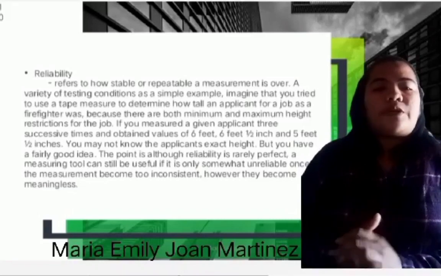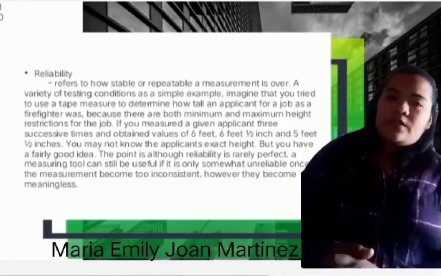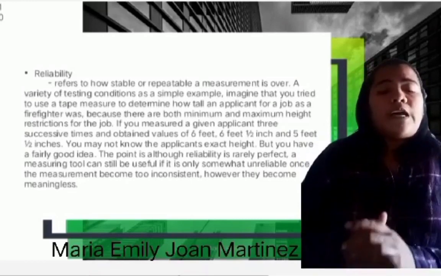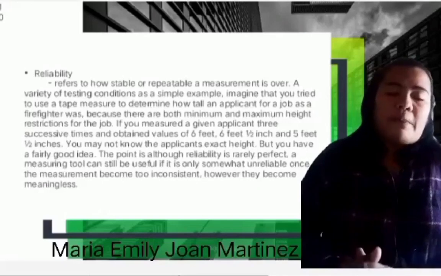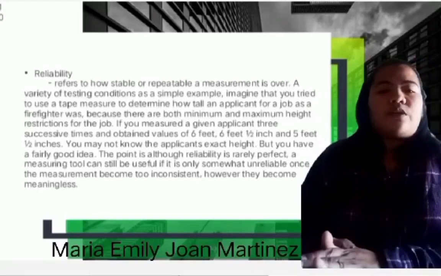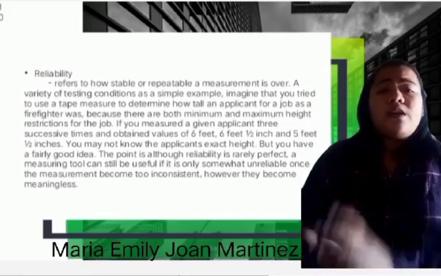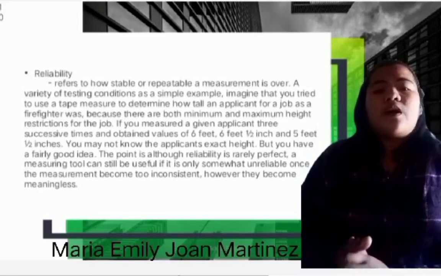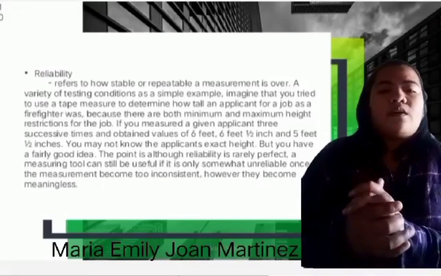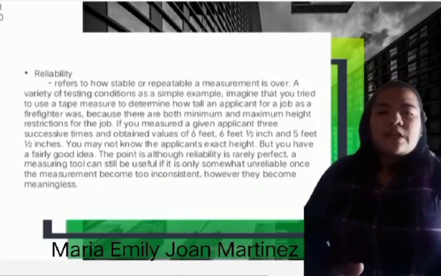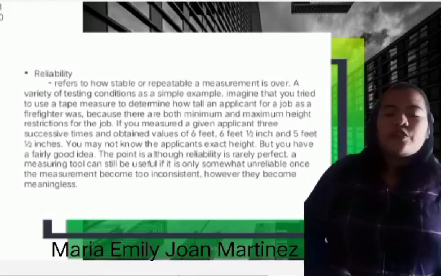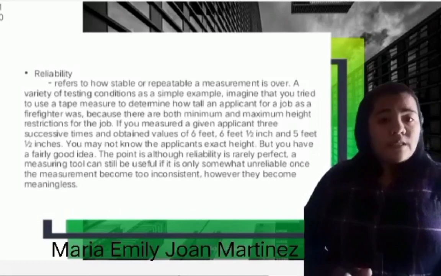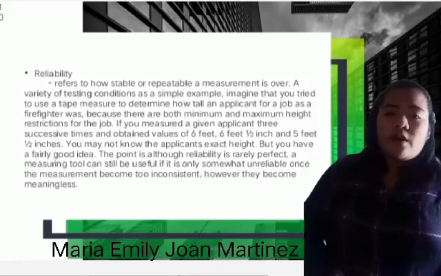When a measuring tool relies on the judgments of people, such as in an employment interview, reliability is often determined by using interrater reliability. This refers to the extent to which two or more interviewers' assessments are consistent with each other. Test-retest reliability, or TRR, is a measure of reliability obtained by administering the same test twice over a period of time to a group of individuals.